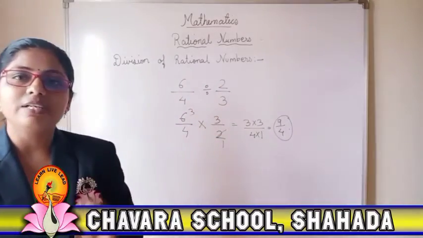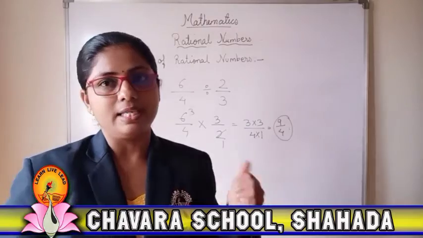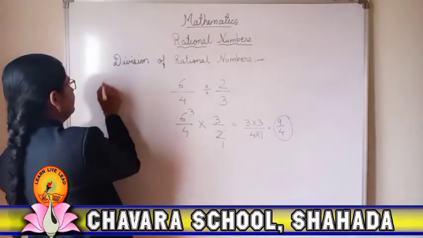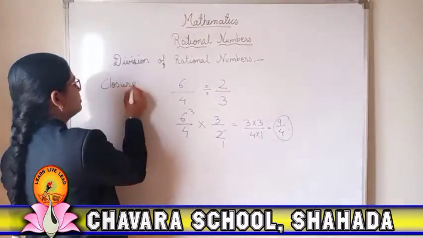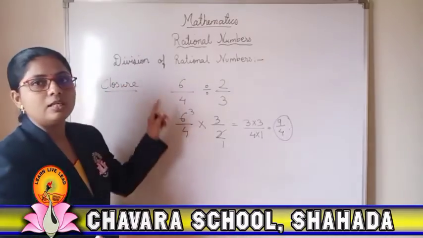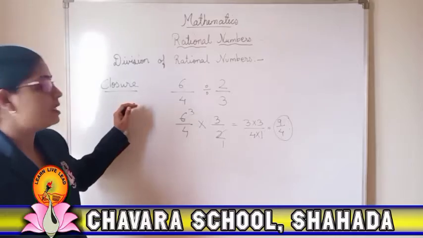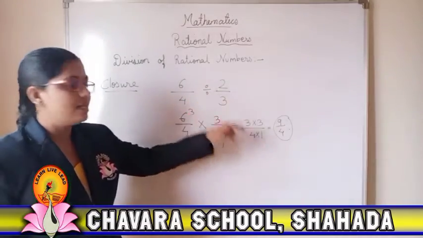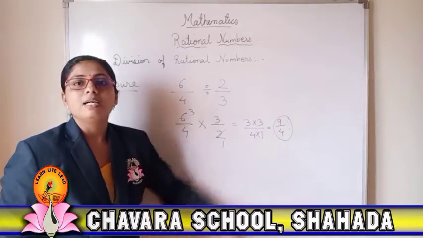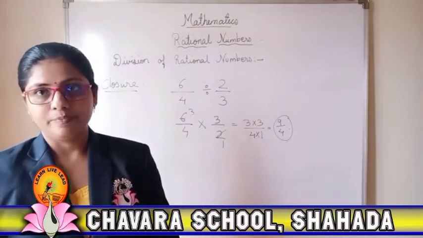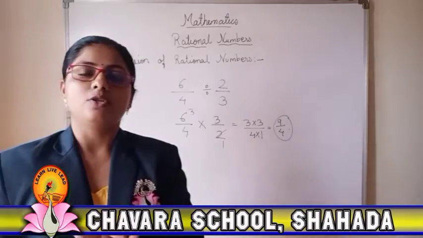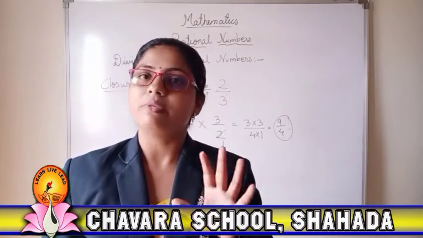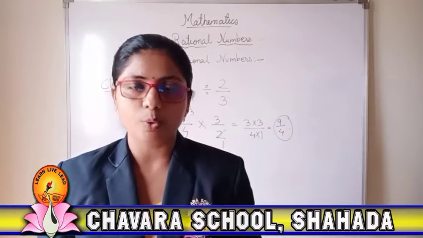Same way, the first property, the closure property, tells us that whenever two rational numbers are divided, the answer we get is always a rational number only. So in the closure property, we are getting the answer as a rational number only.